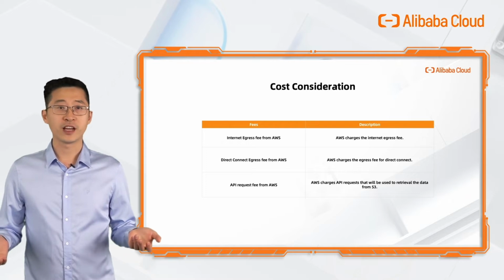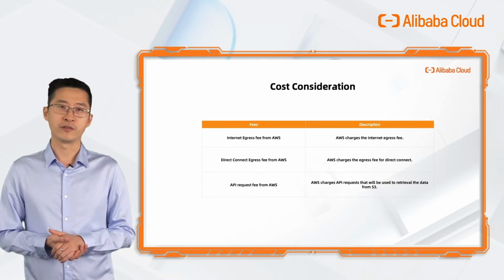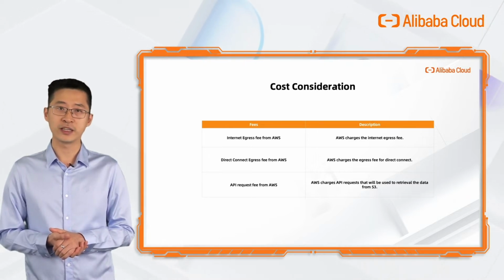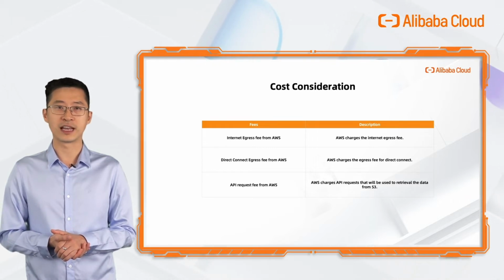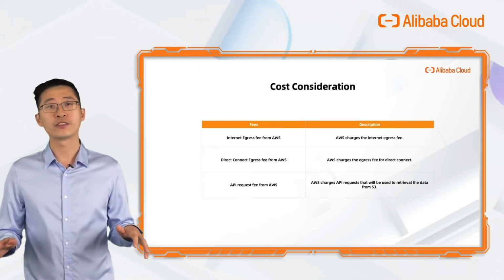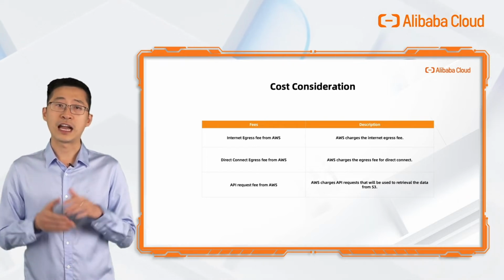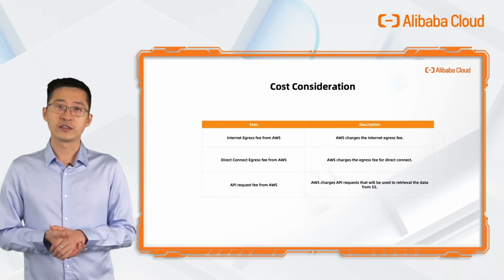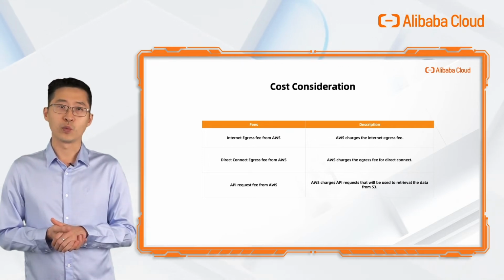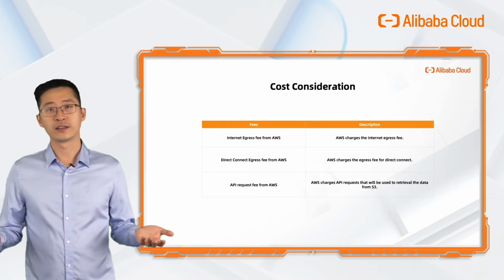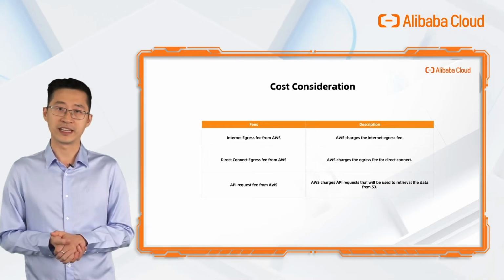Secondly, before you start the data migration, you need to be aware that AWS charges egress fee when data is moved out of AWS S3, no matter you access the data through Direct Connect or Internet. In addition, AWS charges API request fee when you read the data. On the Alibaba Cloud side, ingress is free, and there is 1 billion free write API requests per month. So basically, there is no cost to ingest your data.